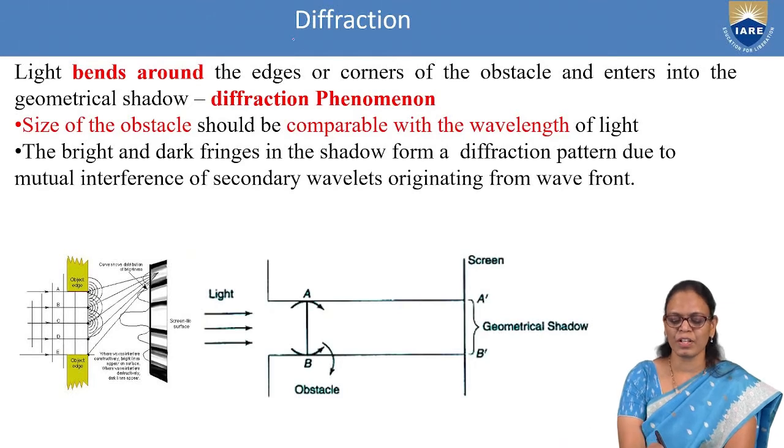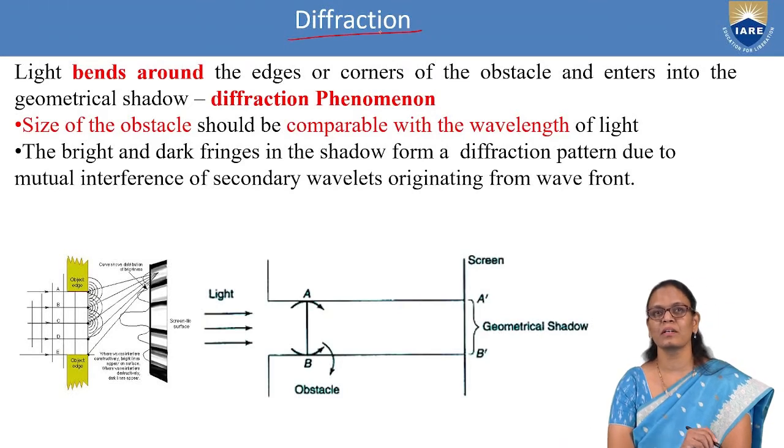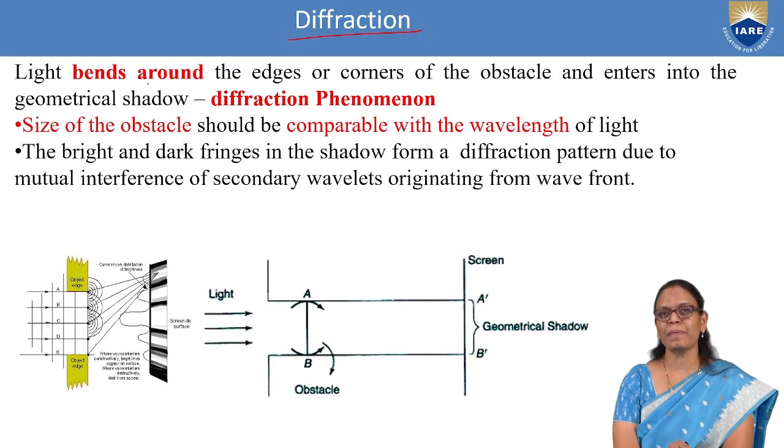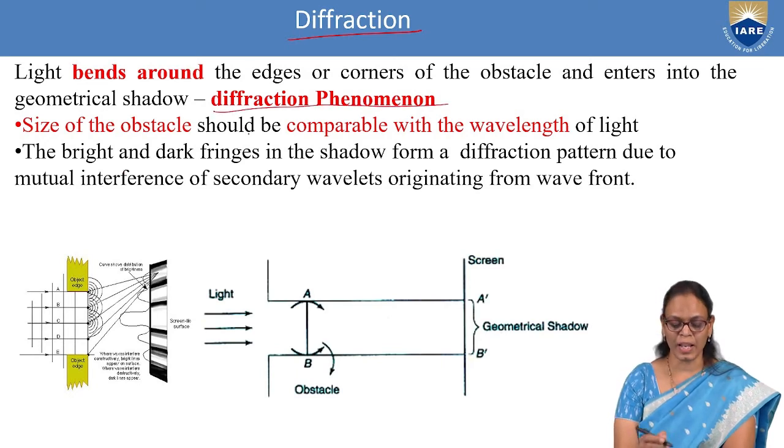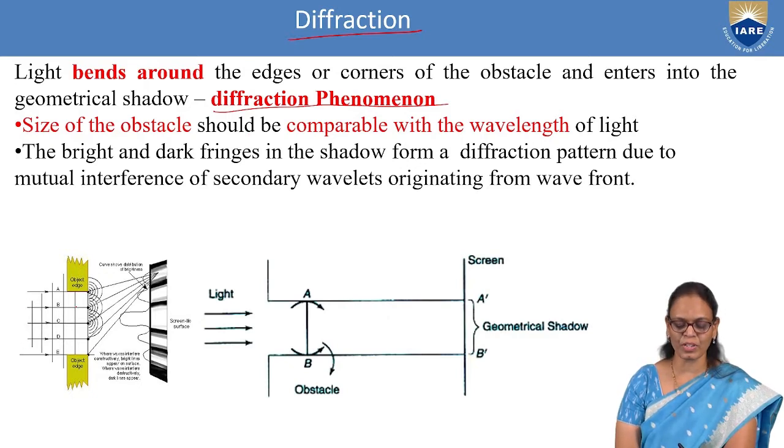So let us now define exactly what is diffraction. Light bends around the corners of the obstacle and enters into the geometrical shadow. That is the diffraction phenomena. So what we have observed now is light that is coming and traveling through the narrow slit. So when it comes here, it enters this geometrical shadow.